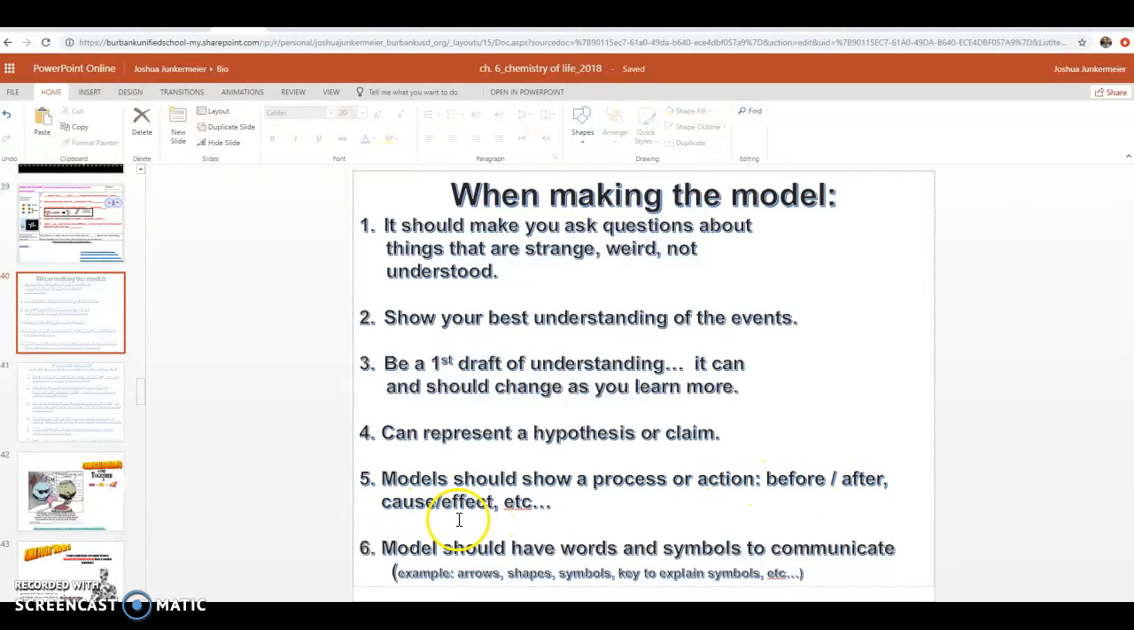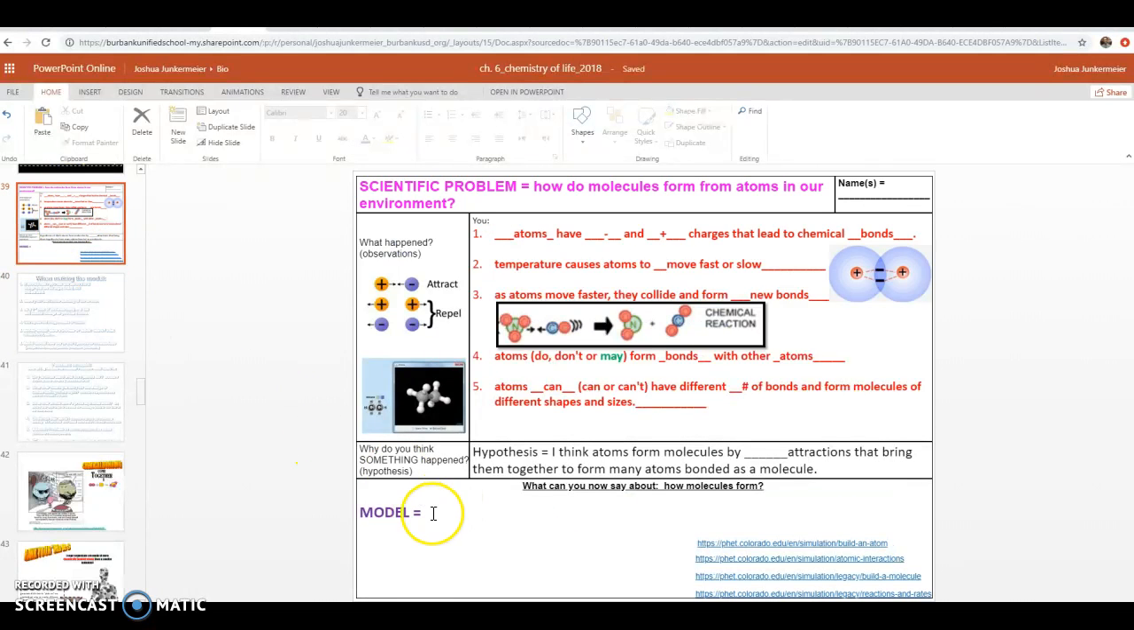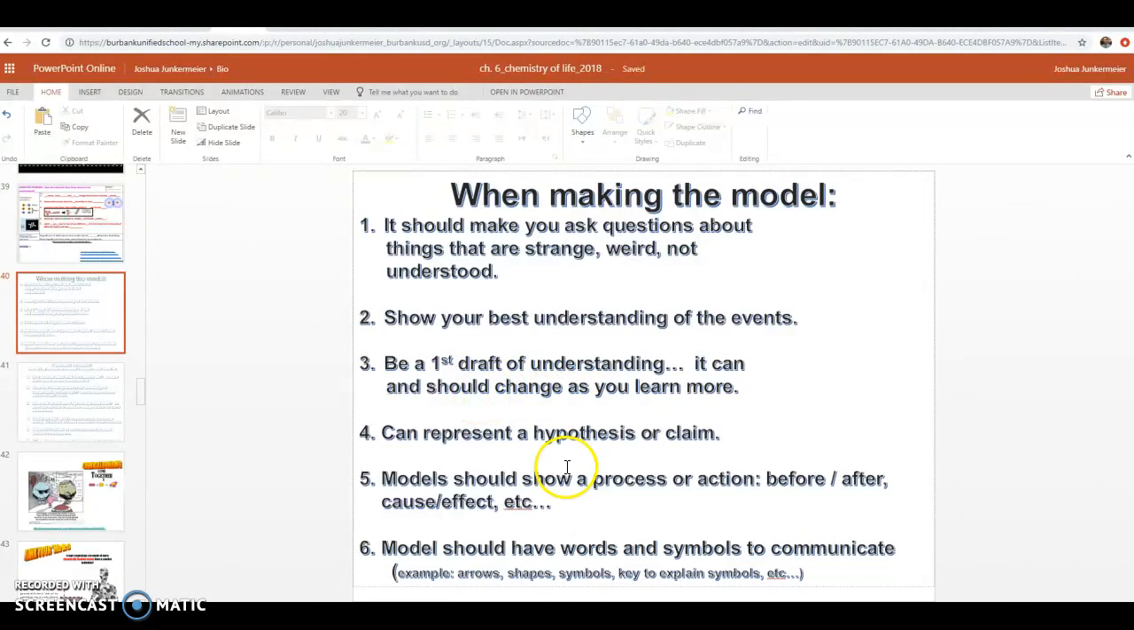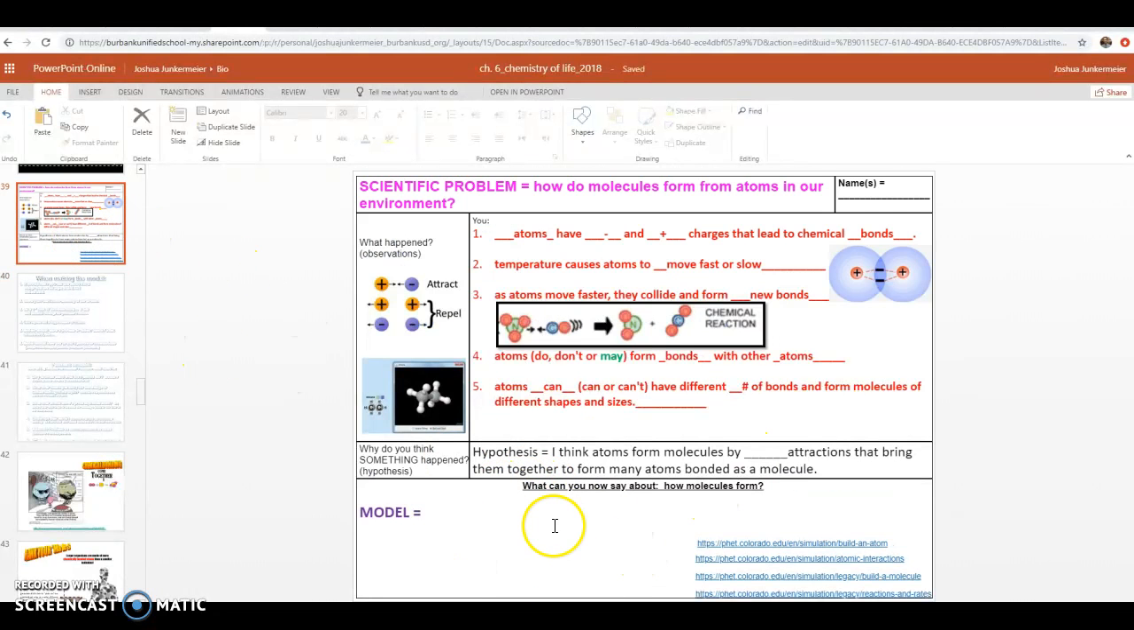Models should have words and symbols, so maybe arrows or shapes, any symbol you can come up with, and maybe a key to explain what those symbols are. So again, you're going to create a model here, you're going to draw something, but you should use symbols and shapes and arrows, and it should represent a process or action. Your drawing should make it look like something's happening.